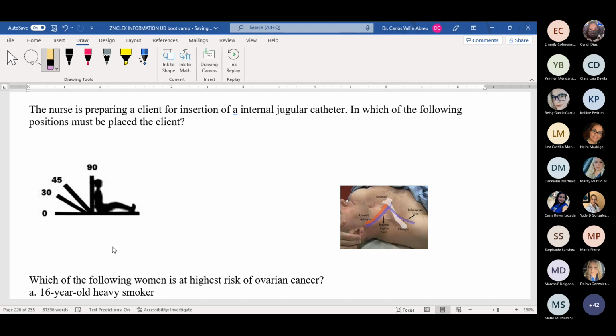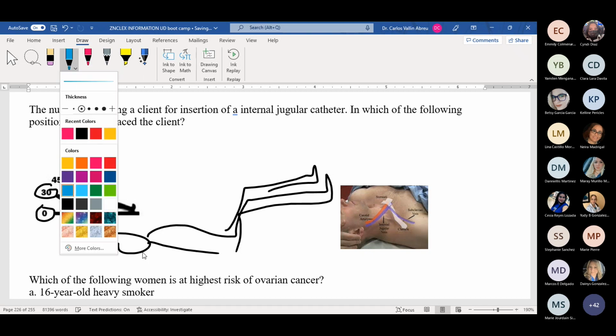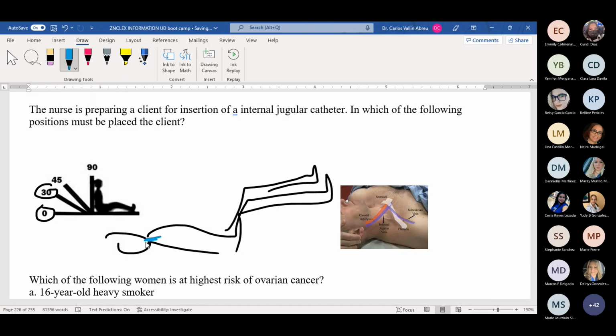Flat, no? 30. No, I think it's flat. So somebody says flat, somebody says 0, somebody says 30. Okay. Why should it be placed flat, even with elevation of the legs? Where is the jugular? In the neck. Yes, the neck.